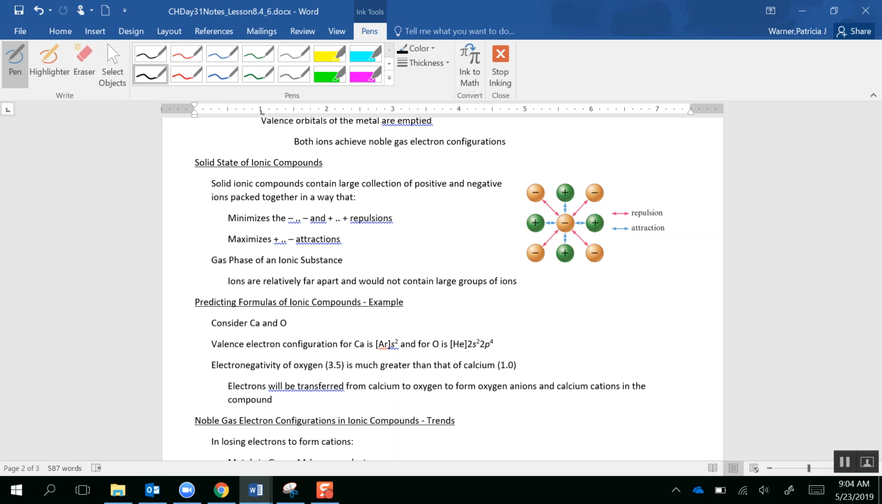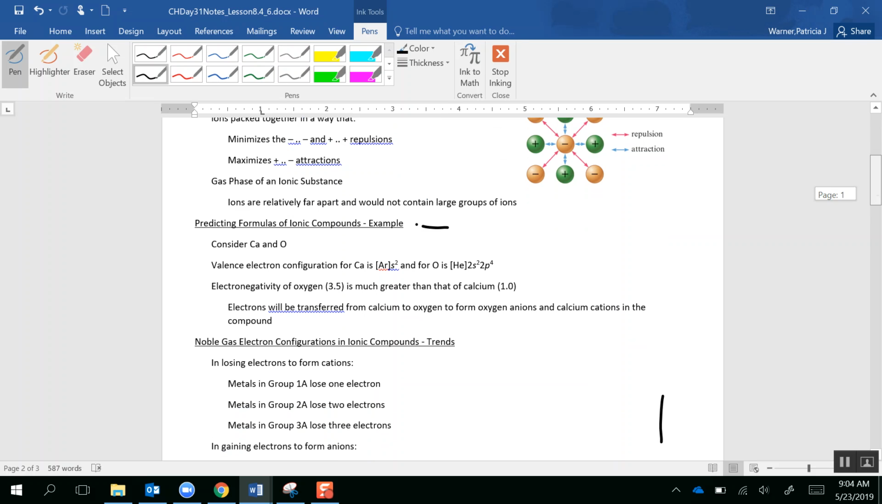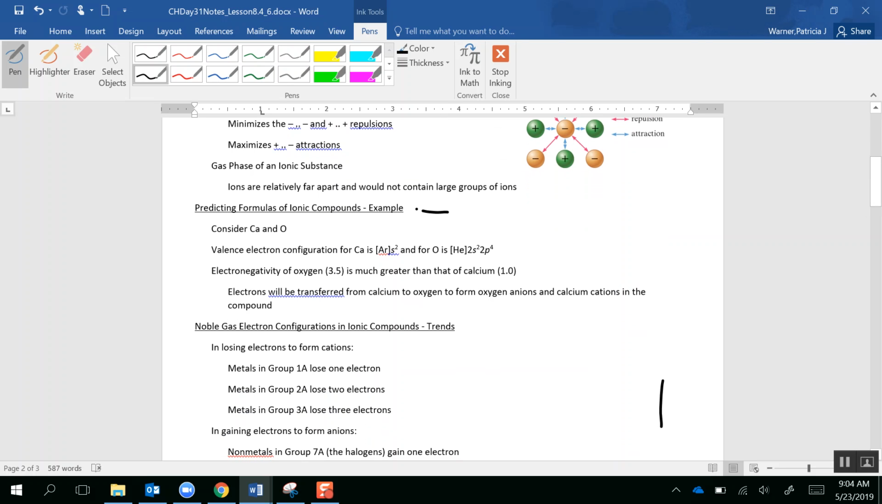The part that talks here, predicting formulas of ionic compounds, that's what we did before, only this time they're using the electron configuration. So there's the electron configuration for calcium, there's the electron configuration for oxygen. What will happen is these two electrons on the calcium will actually move over here and give this a full outer shell. So that will be a 2p6, and its electron configuration will be like that of neon.